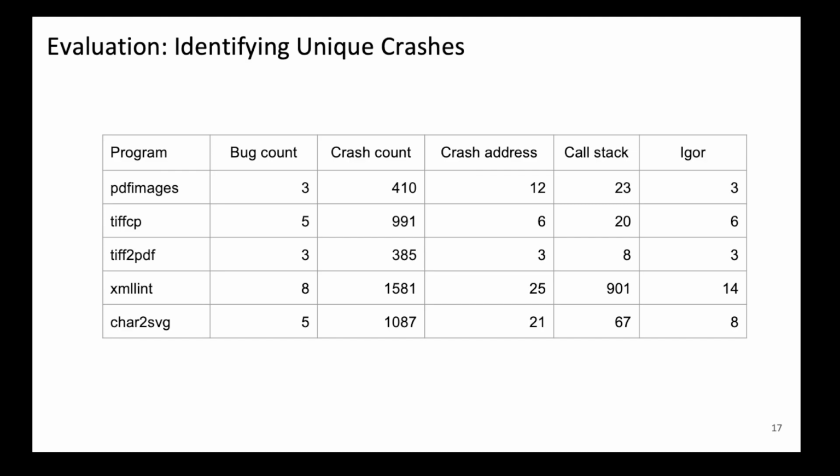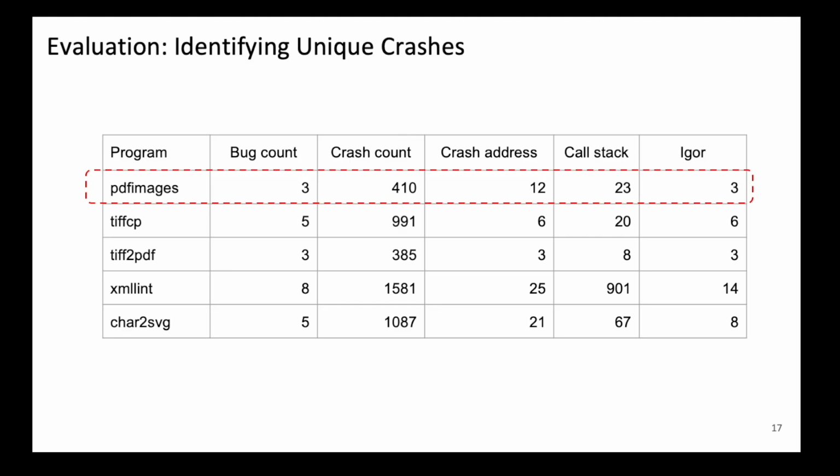Finally, we show the comparison between Igor and the existing crash deduplication methods. Here, we have selected a few comparison objects, which are based on the crash address and call stacks. For example, there are 3 bugs in PDF images, and we have 410 crashes before deduplication. If we group them according to the crash address, they will be divided into 12 groups. If we group them according to the call stack, they will be divided into 23 groups. But Igor can group them into 3 groups.